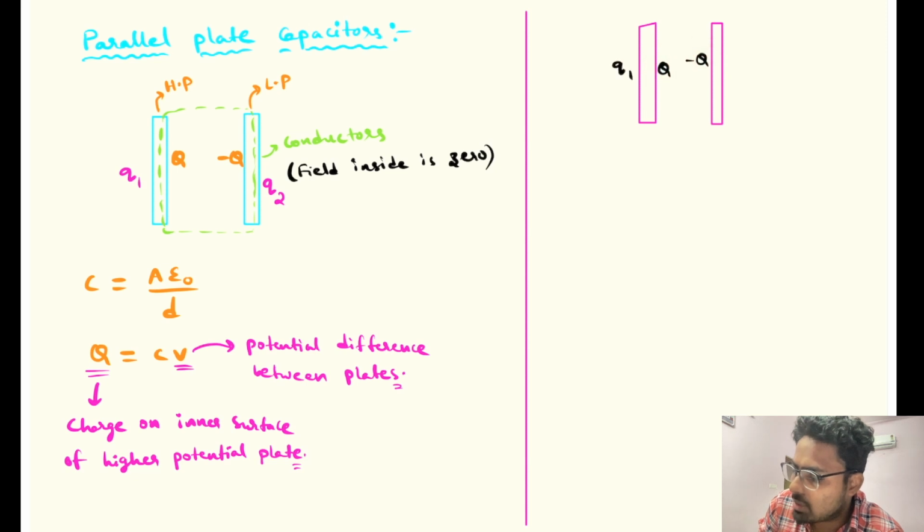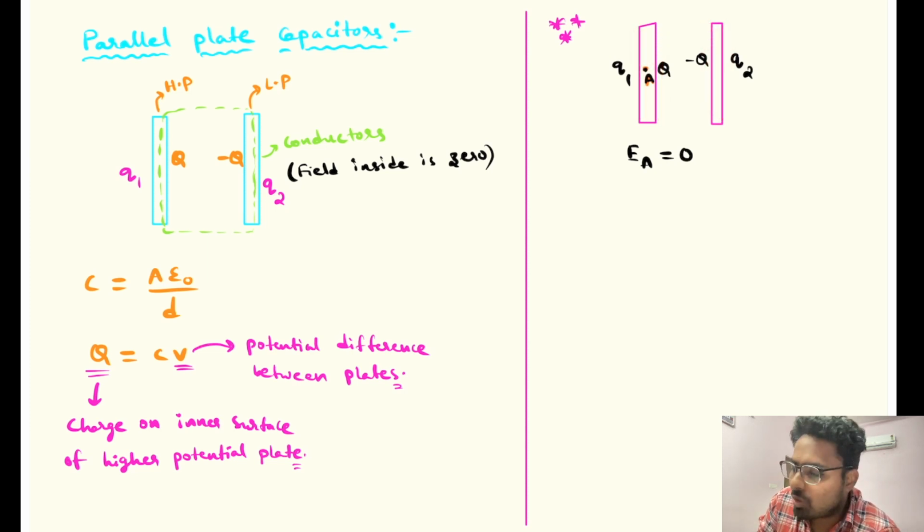Let's say here Q1 is there, here Q2 is there. As I said, there is one more relation between Q1 and Q2. Let us see what that relation is. Let me consider the field at point A to be 0 because it's inside the conductor. Inside the conductor the field is 0, so the electric field at A should be 0. You can see there are a total of 4 plates.